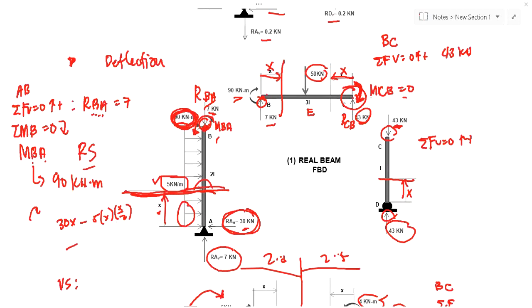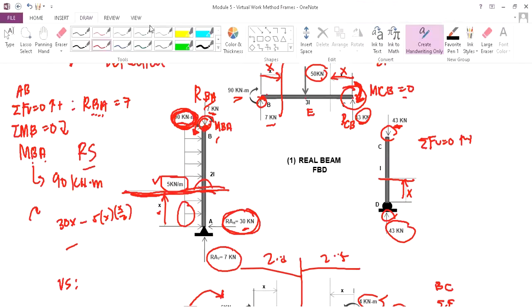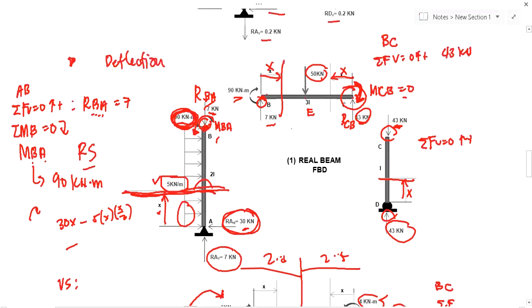Okay? So, pagka nag-cut naman tayo dito sa may BE. Ito yung BE natin kanina, di ba? So, for BE, pagka nag-cut tayo dito, tapos nag-moment tayo dito, ano yung imo-moment natin? Yung reaction na 7, tapos yung moment na 90. Okay? Clockwise positive, kaya ang magiging equation natin dyan is 7x plus 90. Tama?